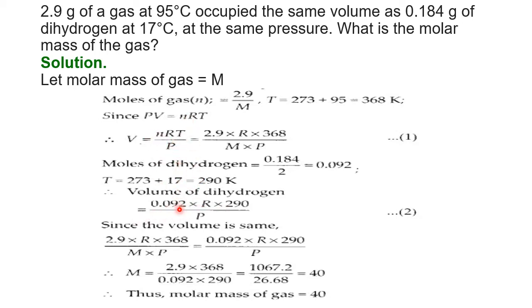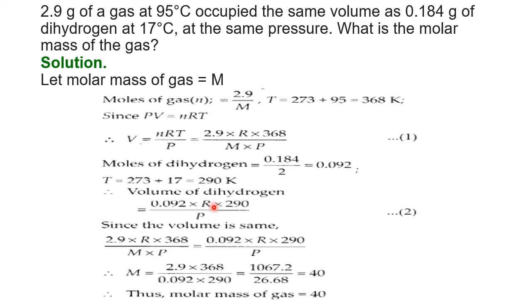Therefore, V equal to nRT by P. This is the n value, this is the R value, this is the 290 temperature, by P. Why am I keeping R and P the same in these two equations? Because the condition given in the question is that 2.9 gram of a gas at 95 degrees centigrade occupied the same volume. Both have the same volume, so equation 1 equals equation 2. That's why I am keeping the R and P as they are.